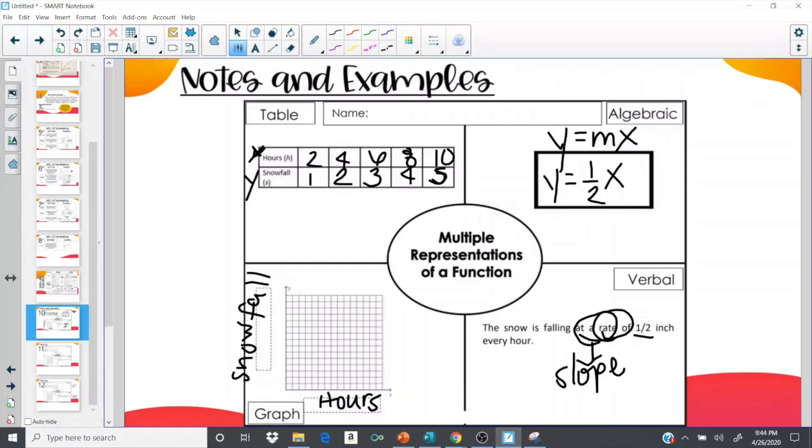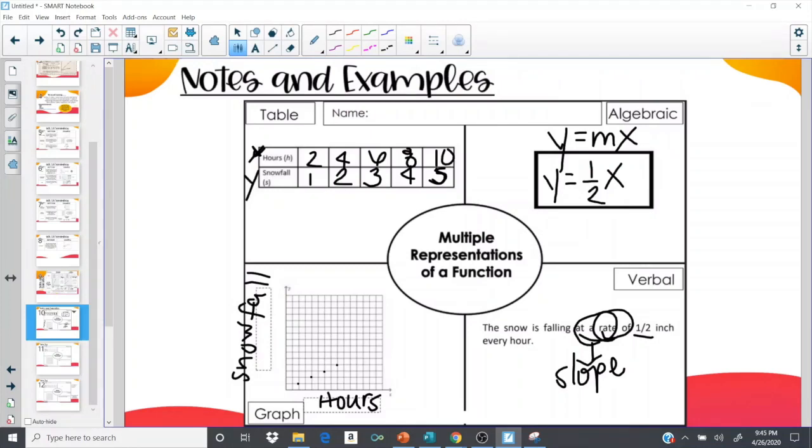The first ordered pair would be 2, 1, x, y. So start at the origin, move 2 to the right, and up 1. Plot your point. The next one is 4, 2. Move 1, 2, 3, 4 to the right, and up 2, and plot your point. The next ordered pair is 6, 3. Start at the origin, move 6 to the right, and up 3. Then 8, 4: move 8 to the right and up 4.